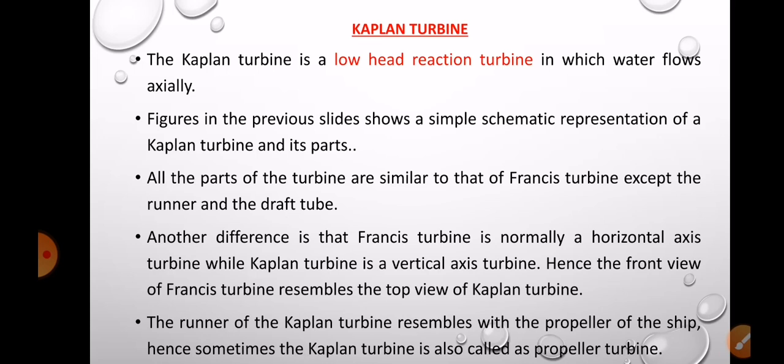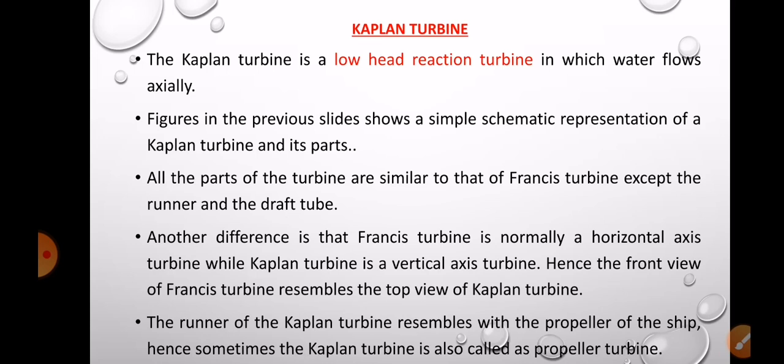So the parts are similar to that of a Francis turbine, except the runner. Runner is that propeller, and the draft tube. The draft tube, as I said, is of L shape in case of a Kaplan turbine. There is another difference, that is the Francis turbine is normally a horizontal axis turbine, while a Kaplan turbine is a vertical axis. Hence, the front view of a Francis turbine resembles the top view of a Kaplan turbine.